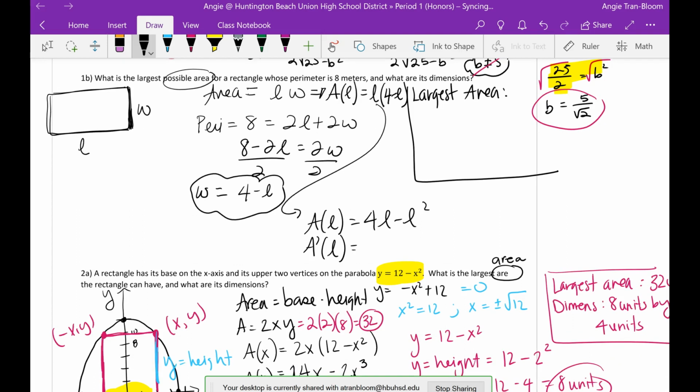The derivative of the area in terms of L is 4 minus what? 2L. Set equal to 0. L comes out to be what? 2. Okay, now let's check the domain. Again, always go back and check the domain to see if it makes sense.